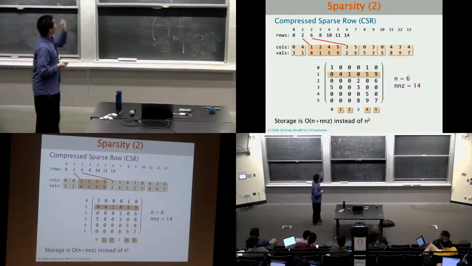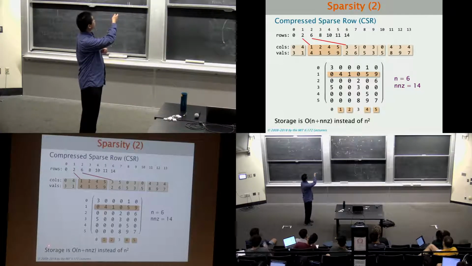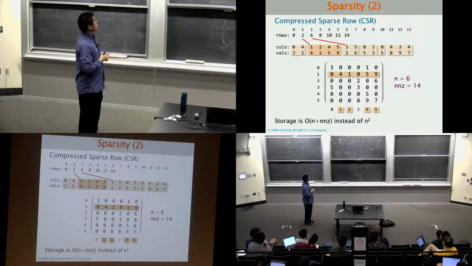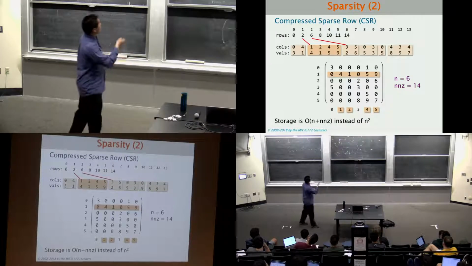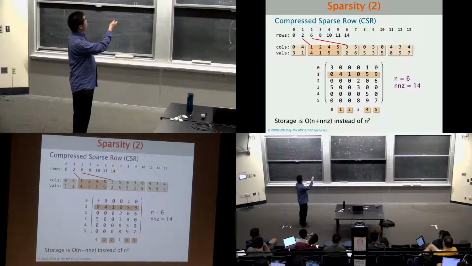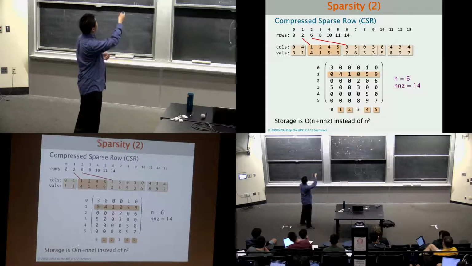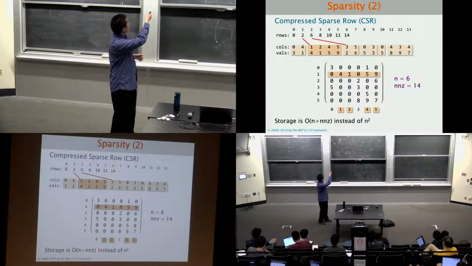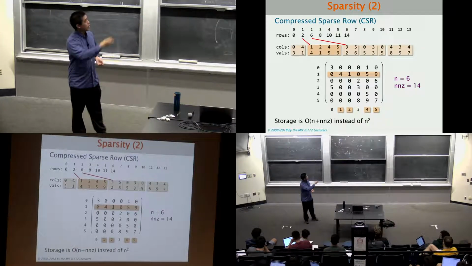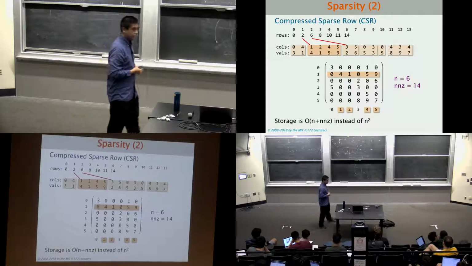So it turns out that this representation will save you space if your matrix is sparse. So the storage required by the CSR format is order n plus nnz, where nnz is the number of non-zeros in your matrix. And the reason why you have n plus nnz is, well, you have two arrays here, cols and vals, whose length is equal to the number of non-zeros in the matrix. And then you also have this rows array whose length is n plus 1. So that's why we have n plus nnz. And if the number of non-zeros is much less than n squared, then this is going to be significantly more compact than the dense matrix representation.